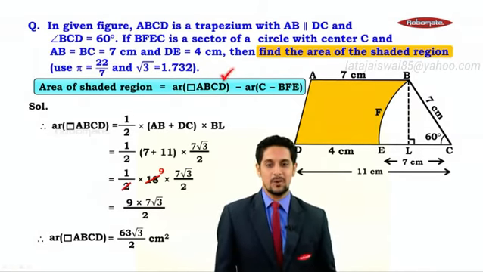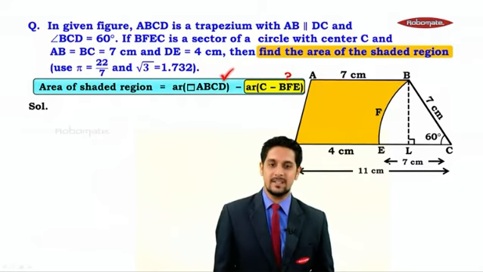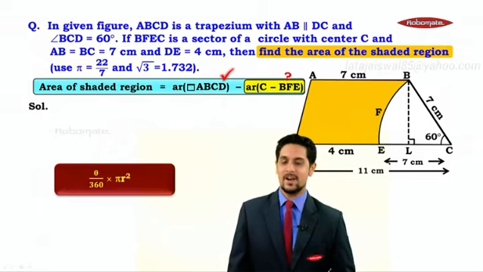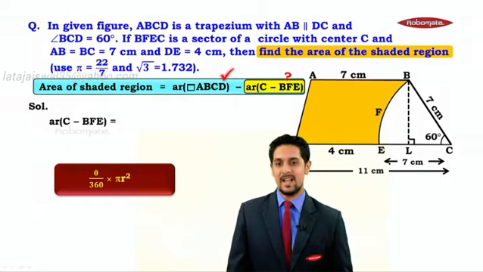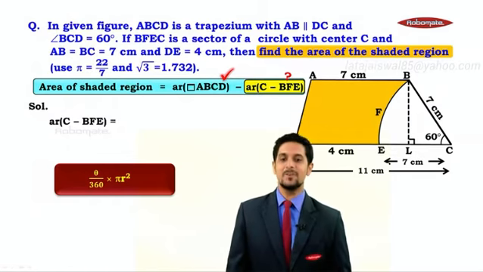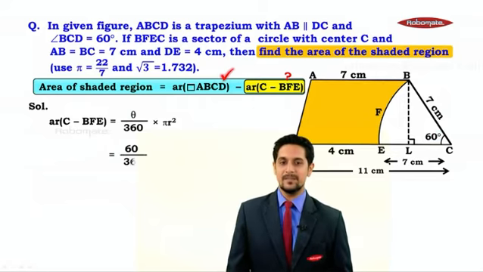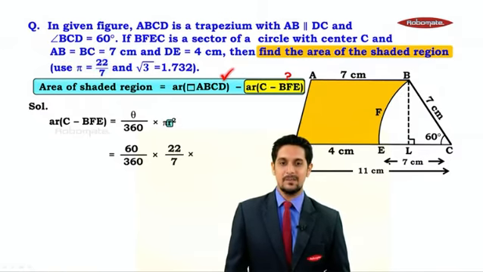Now students, let us focus on finding the area of the sector. So tell me, what is the formula to find its area? Yes, it is theta upon 360 into pi r square. So we write area of the sector C dash BFE is equal to theta upon 360 into pi r square. On substituting the values, we have theta as 60 degrees upon 360 into the value of pi, which is given to be 22 upon 7, into r square, which is nothing but 7 into 7.